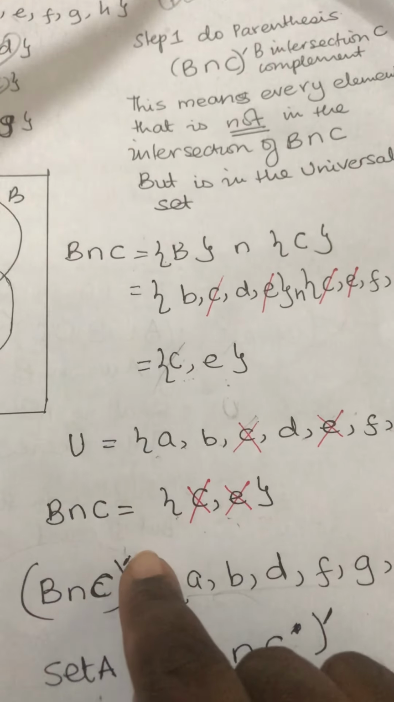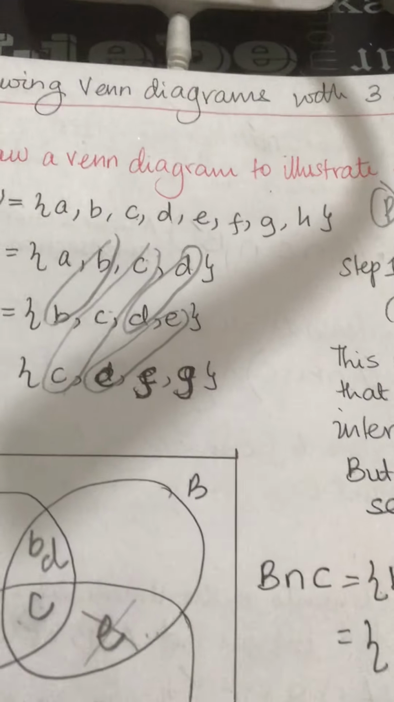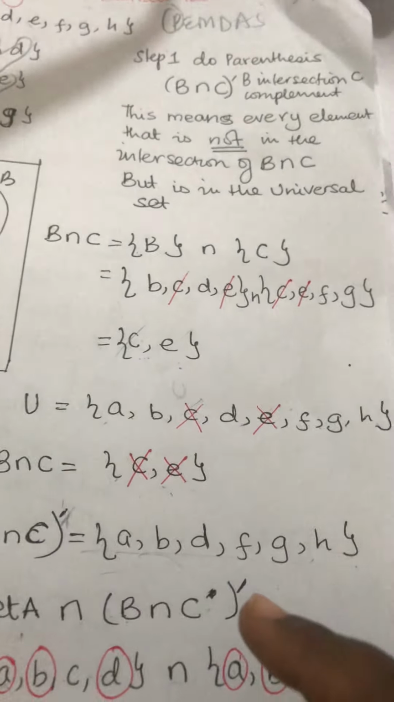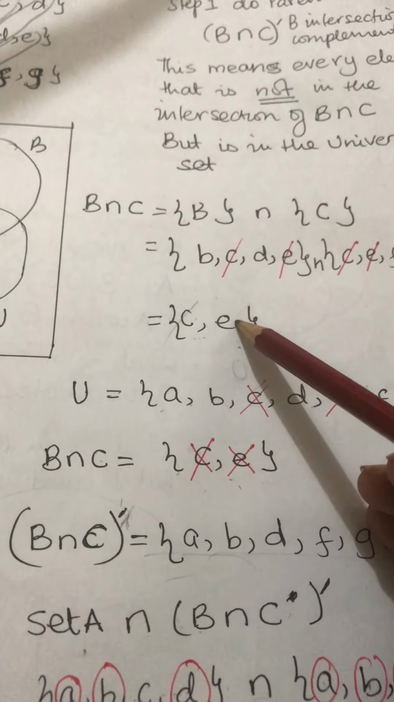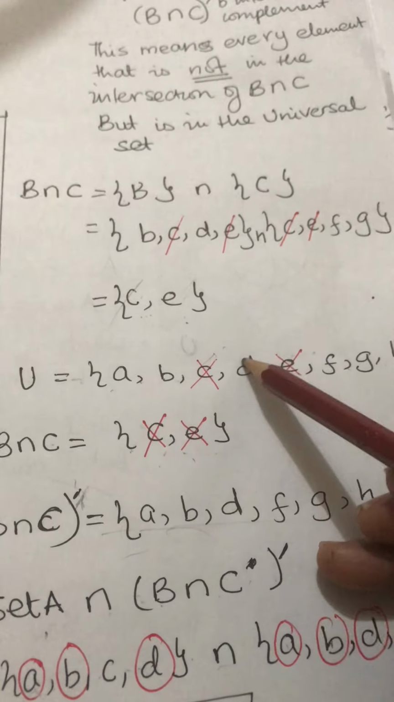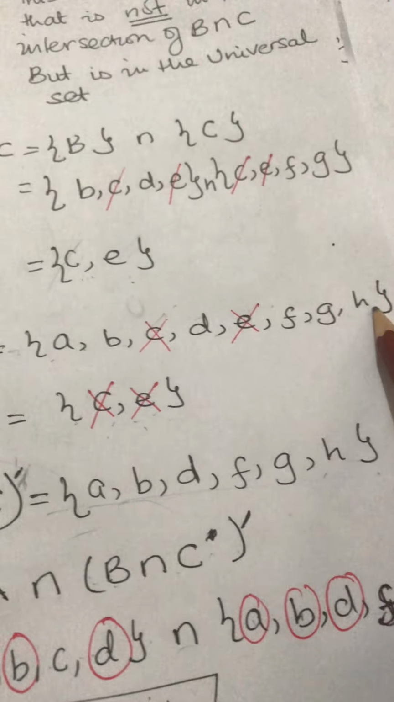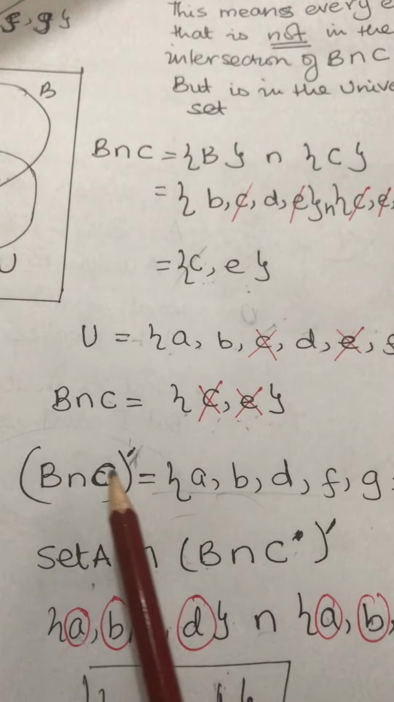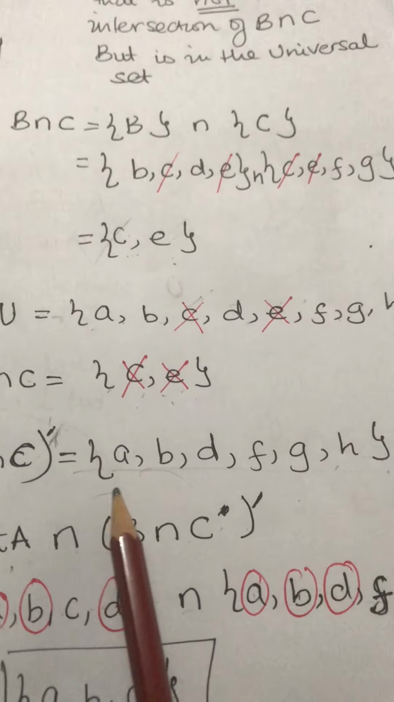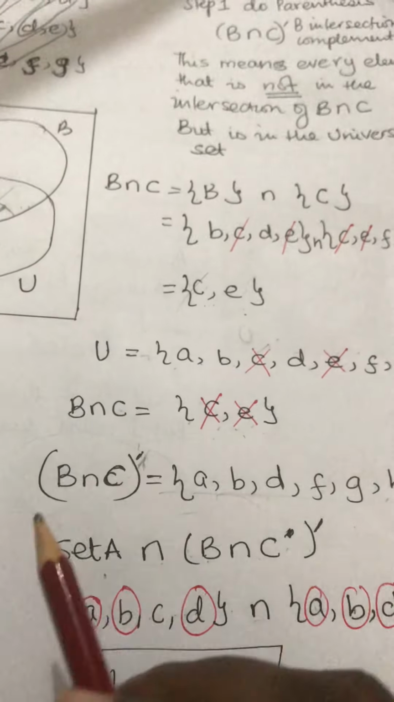Then now I want to find the complement. I need to use the universal set. Whenever you're finding the complement, you must compare with the universal set. So B intersection C is C, E, and the universal set is here. Whatever is in both sets, I cross them out. So my answer will be whatever is not crossed out. So the complement of B intersection C is whatever I did not cross out here: A, B, D, F, G, H. Okay. I still didn't finish.